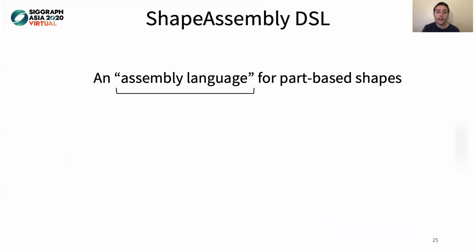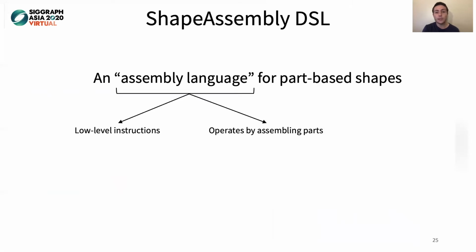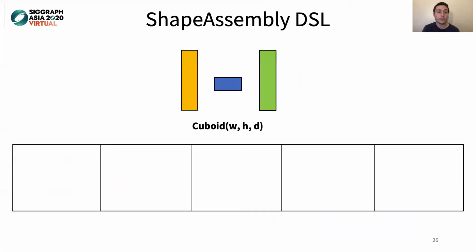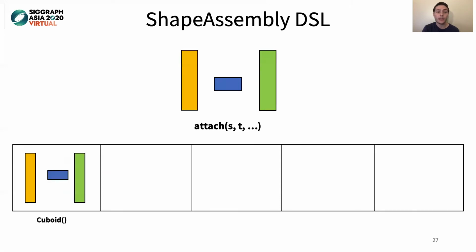ShapeAssembly is an assembly language for shapes. It's a low-level language for creating shapes, in which shapes are themselves made through assembling parts. ShapeAssembly is able to create complex 3D shape structures through two principal operations. The Cuboid Operator creates a coarse part proxy cuboid with a specified width, height, and depth that is initialized at the origin. The Attach Operator is what forms structures.